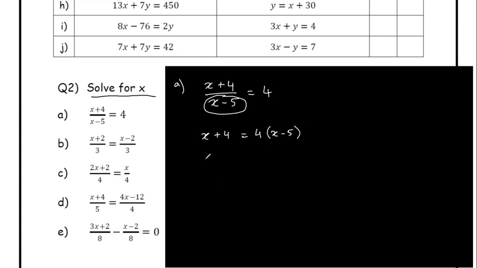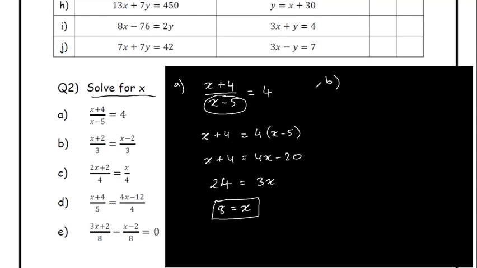And then simplify it. So you got x plus 4 is equal to 4x minus 20. And then you get 24, because 20 would come on the left hand side, is equal to 4x minus x, which is 3x. And therefore you get x as 8.